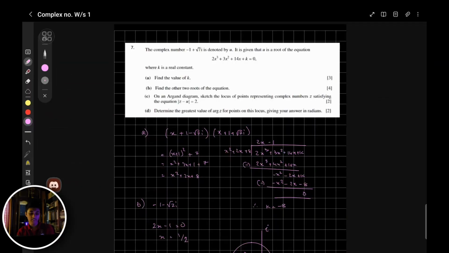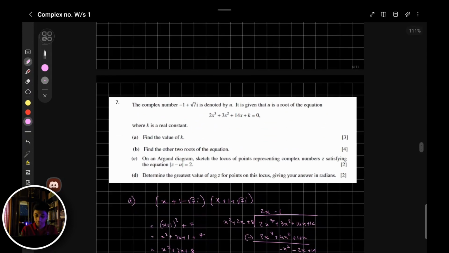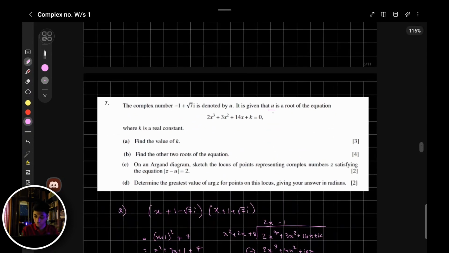Okay, so question 7. The complex number minus 1 plus root 7i is denoted by u. It is given that u is a root of the equation 2x cubed plus 3x squared plus 14x plus k equals 0, where k is a real constant. Find the value of k. Okay, so they've told you that u is one of the roots of this equation.